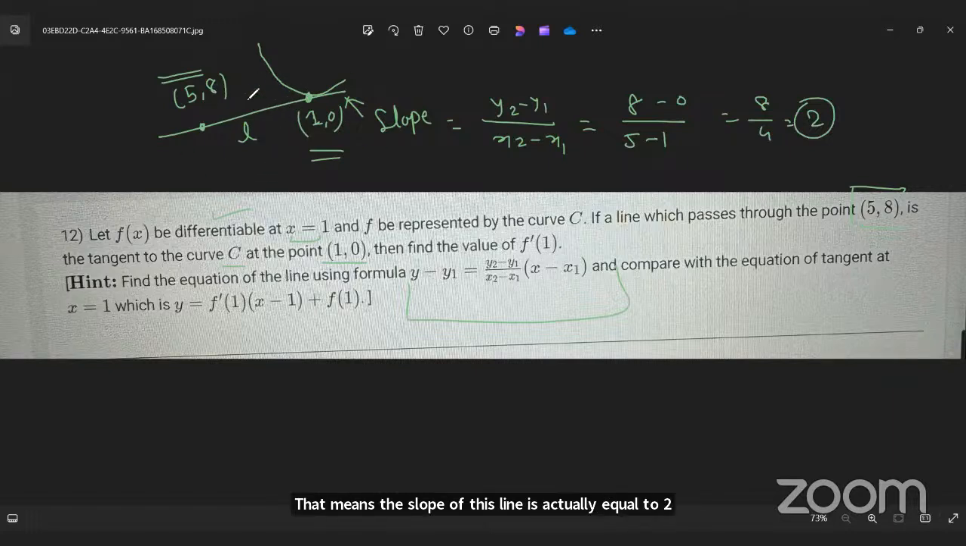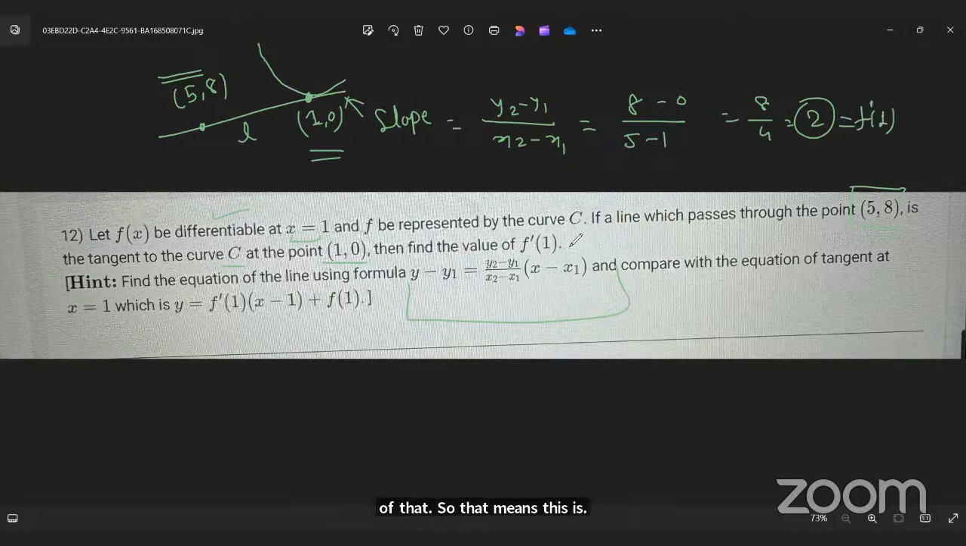And it's already given that this is a tangent line. We know that the slope of the tangent line is the derivative of the function. So this is equal to f dash at 1. So we got the value of f dash at 1, and this is equal to 2. Okay, is this clear? Here you just have to remember that the slope of the tangent line is equal to the value of the derivative at that particular point.